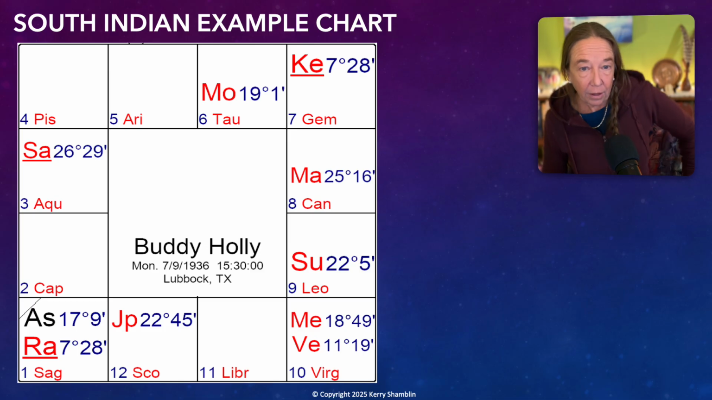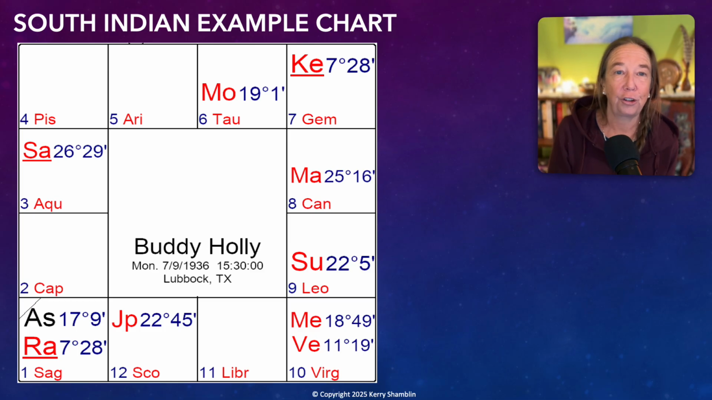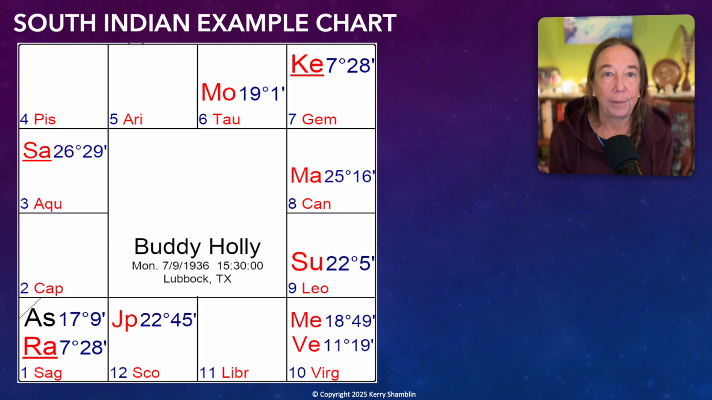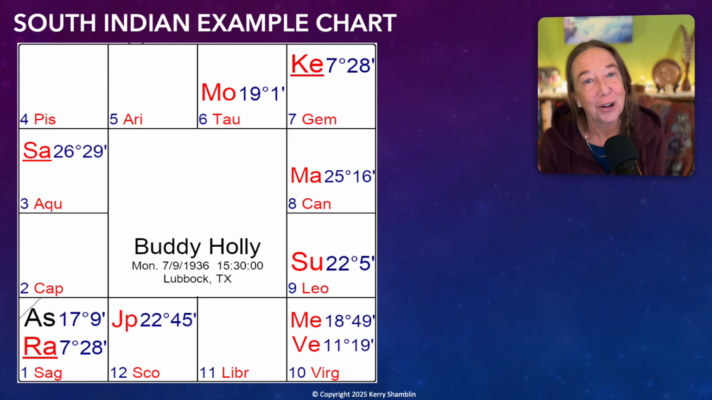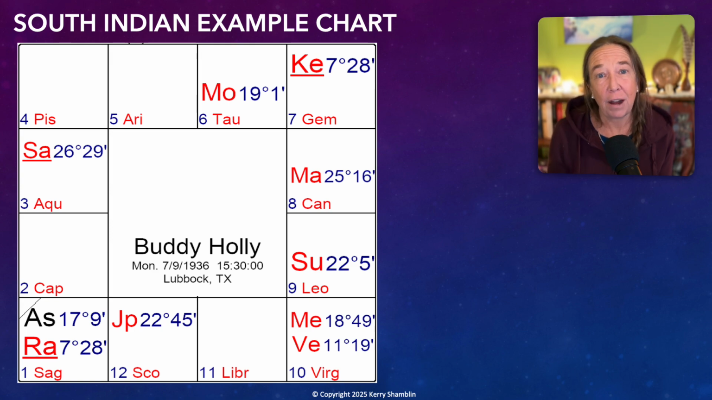But here's his chart. Okay, so this is the South Indian version of Buddy Holly. And in the South Indian chart, we have a space in the middle. Sometimes you'll see the birth data in there. Other times there might be a picture of Ganesh or a picture of the Om symbol. I've elected to just put the birth data of the person inside of there.